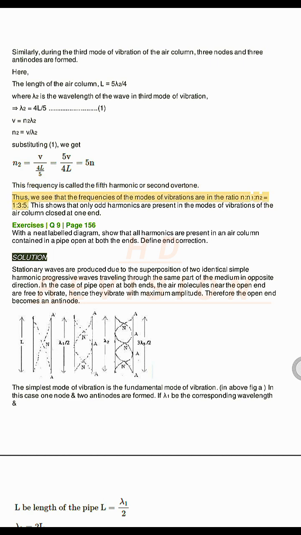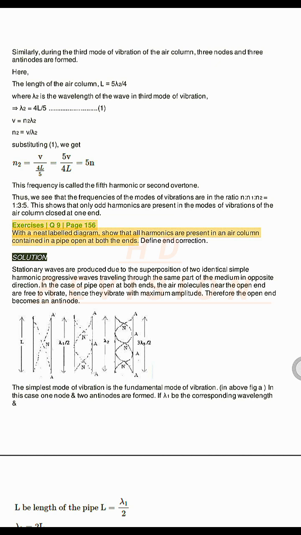Thus, we see that the frequencies of the modes of vibration are in the ratio n, n1, n2 = 1 : 3 : 5. This shows that only odd harmonics are present in the modes of vibration of the air column closed at one end.